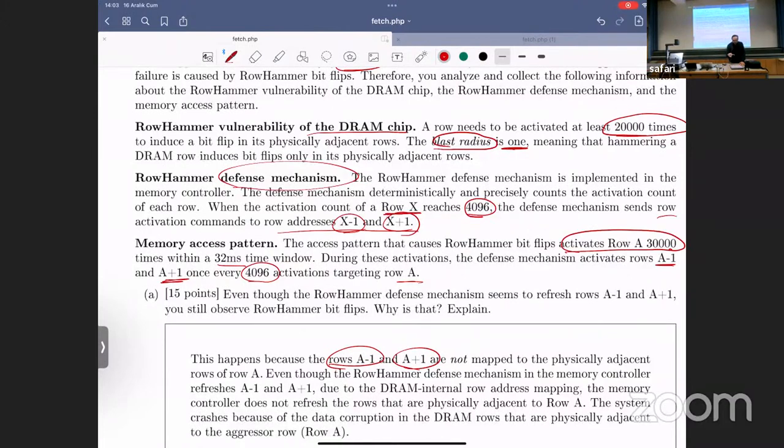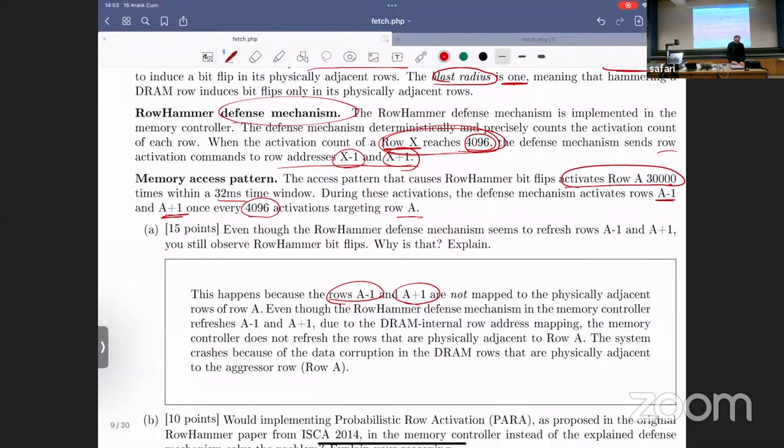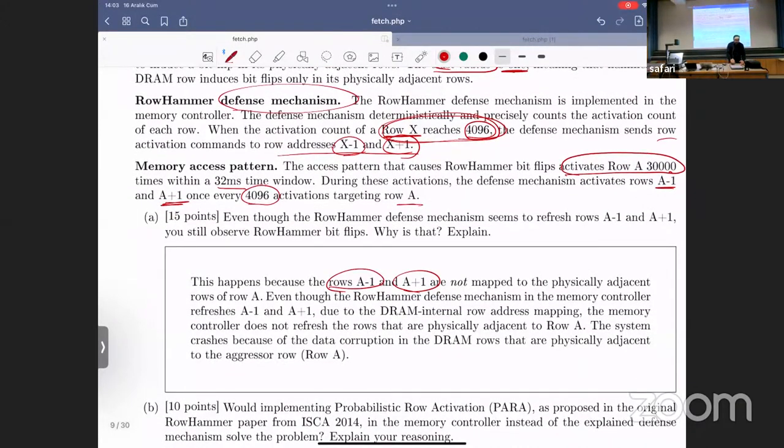The difference between this defense mechanism and PARA is that PARA will not track the activation count and trigger when it reaches 4,000, but it will probabilistically trigger it. So would replacing this with PARA solve your problem?